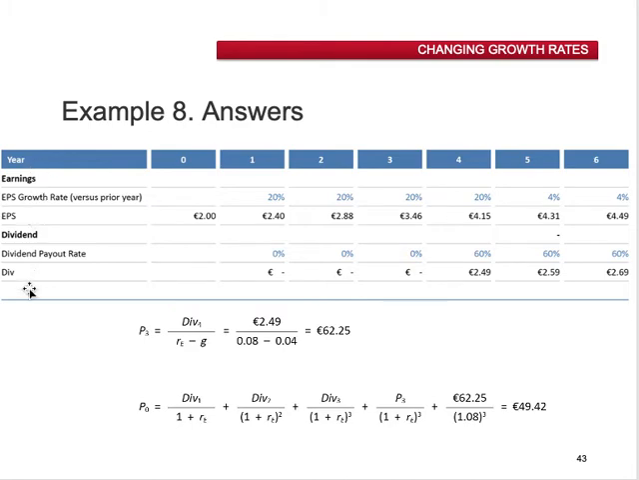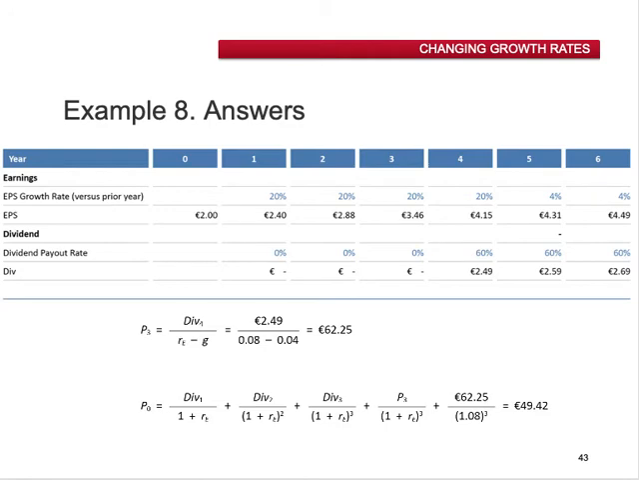In the first column, I've given a description for earnings and dividend. And here you can see all the years. Starting from €2 in year 0, earnings per share will grow by 20% per year until year 4. After which growth slows to 4%. McDonald's dividend payout rate is 0 for year 1, 2 and 3 when competition reduces its investment opportunities, and its payout will actually rise to 60% in year 4 and onwards.